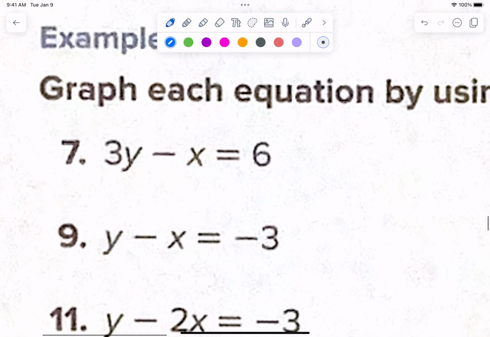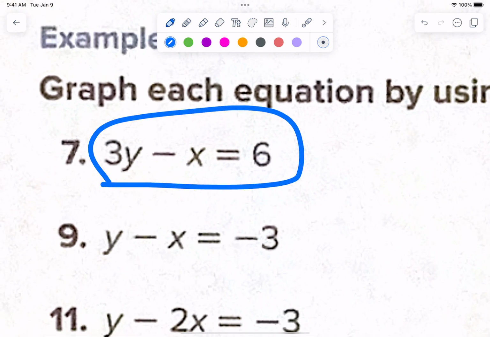All right, here's what I want you to do. Number 7. Graph that guy. We'll do a couple more and then we'll be done. How about just one more? One more. Okay, do this one and then one more, and we'll be done. Okay? Do that one and one more.